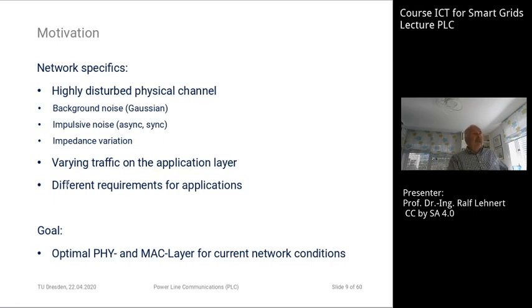As I mentioned already, commands must be acknowledged, and meter readings must be ensured, not within milliseconds, but over 24 hours. In each day, you must be able to read out a meter. This is one of the typical requirements. So that means fulfilling these requirements, we have the goal to optimally design the physical and the medium access layer for the current network conditions in a PLC network.